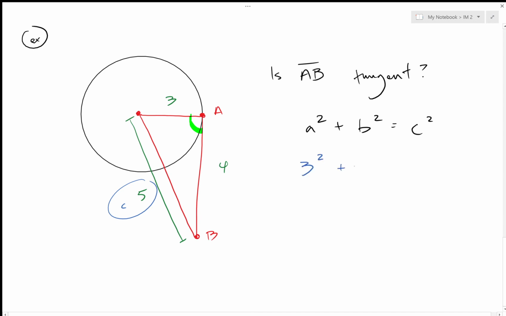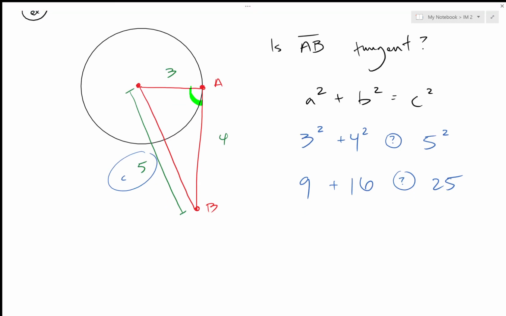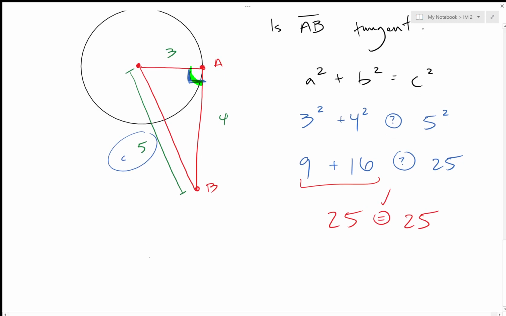3 squared plus 4 squared. Can't put equals yet, because we don't know. 5 squared. So 3 squared is 9, 4 squared is 16, don't know yet, and 5 squared is 25. We're almost there. So over here we get 25 and 25, so yes, they are equal this time. So if they are equal, that means the Pythagorean theorem did work, which means this is a right angle, which means yes, AB is tangent to the circle.